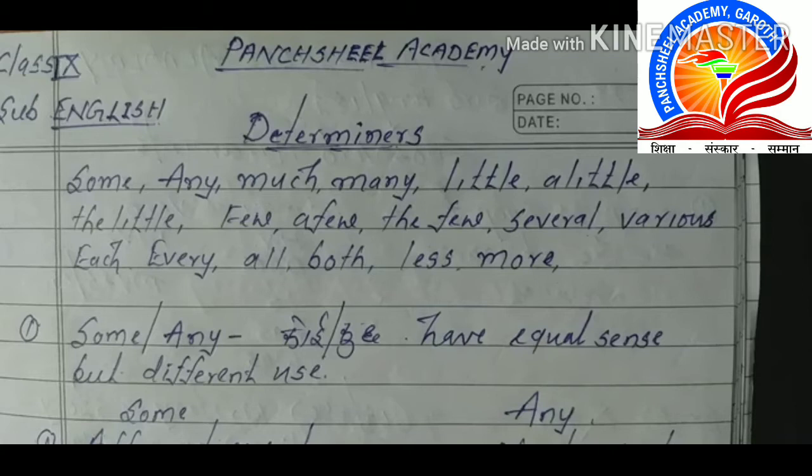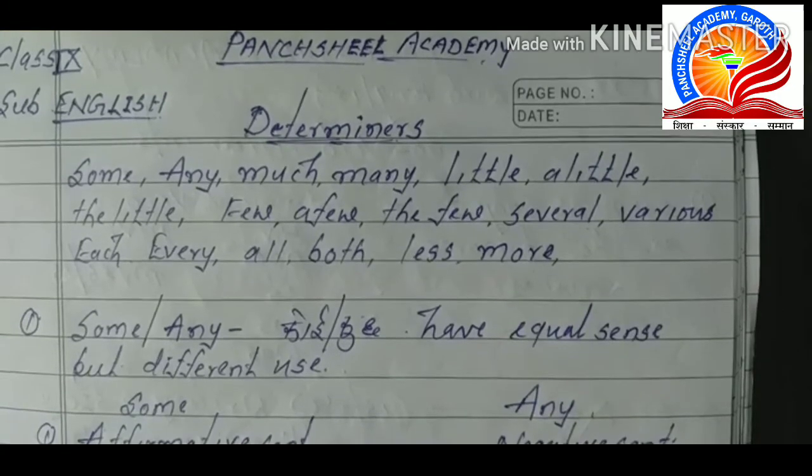These are some, any, much, many, little, a little, the little, few, a few, the few, several, various, each, every, all, both, less, more, and either and neither. I have not mentioned it here, but either and neither are also part of determiners. Now, how will we use them in a sentence? I am going to tell you about one or two determiners today.